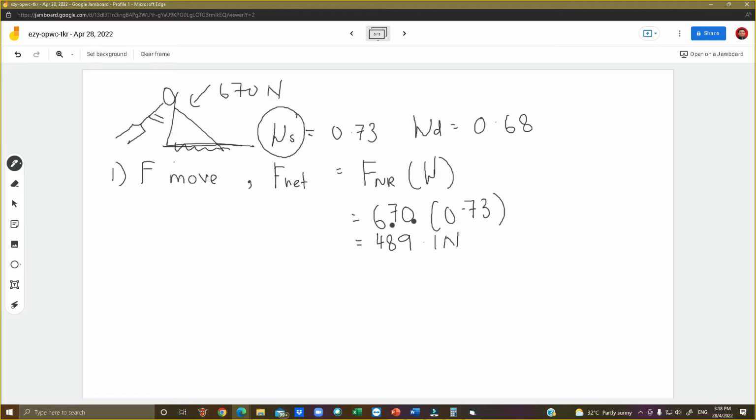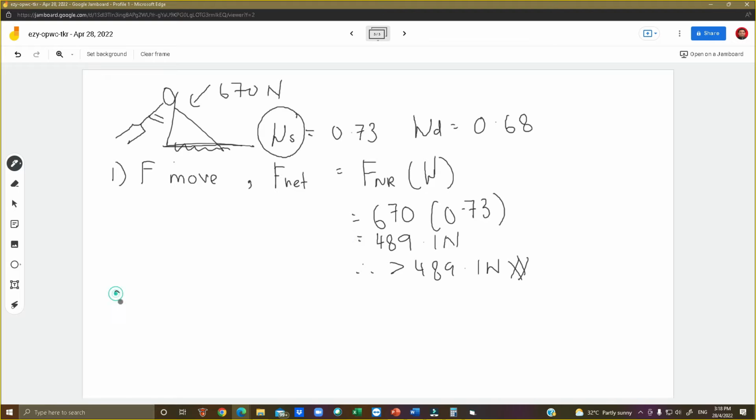Okay, 489.1 Newton. If we give this amount of force, is the sled going to move? Greater. Yes, greater. Jadi kita dah tahu jawapan. Jadi jawapan dia ialah kita kena bagi force greater than 489.1 Newton to make the sled moving.